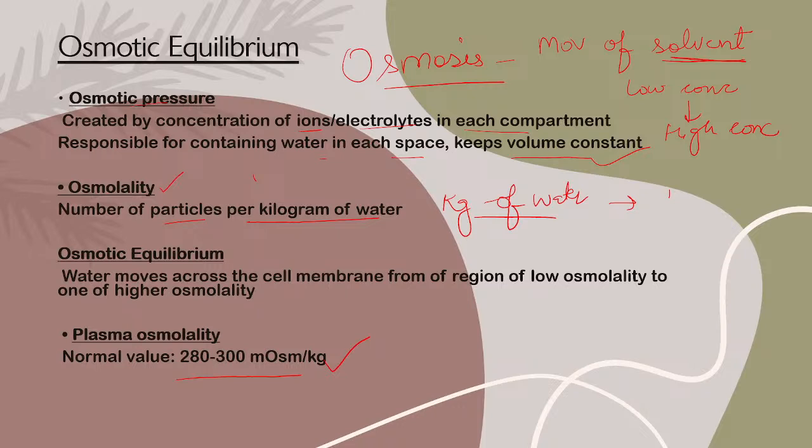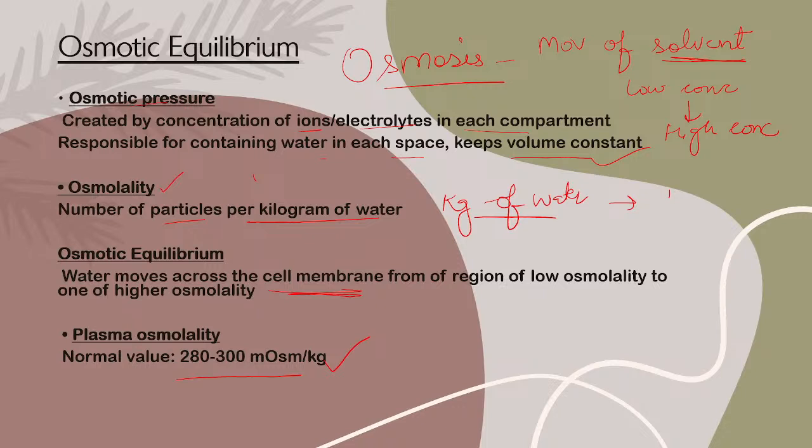Now, osmotic equilibrium, which I have already discussed with you, is that water moves across the cell membrane, which should be semi-permeable, from a region of low osmolality to one of higher osmolality. So I believe all these terms are clear. That would be important in upcoming slides.